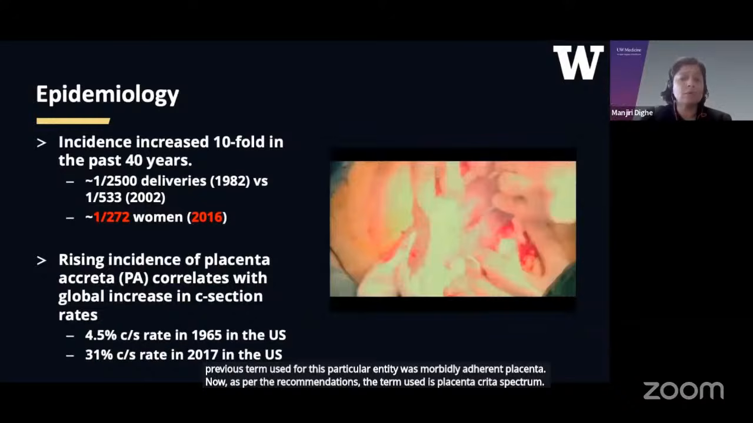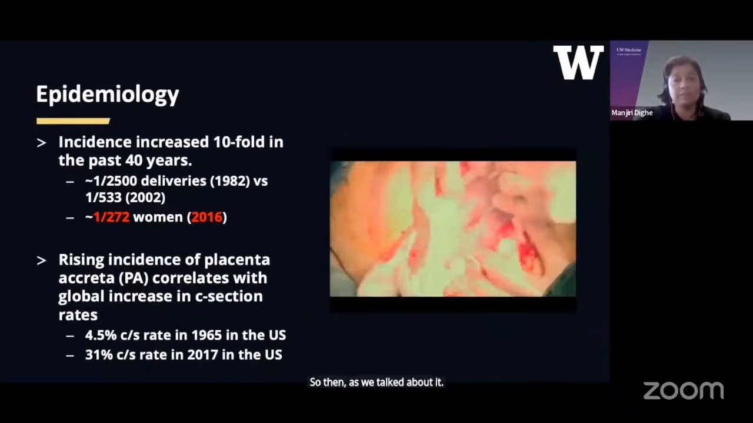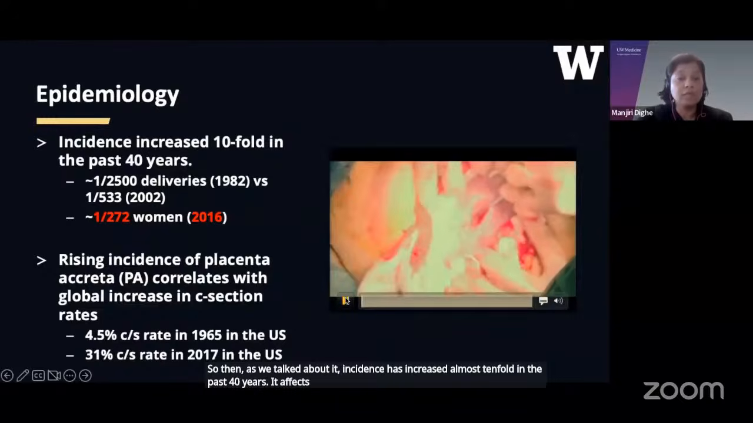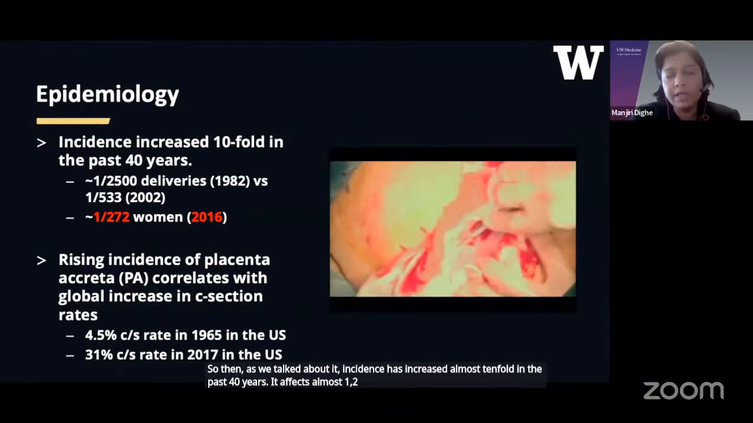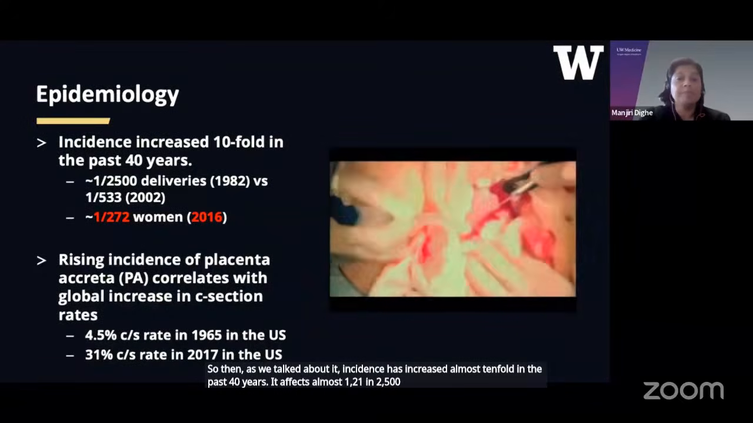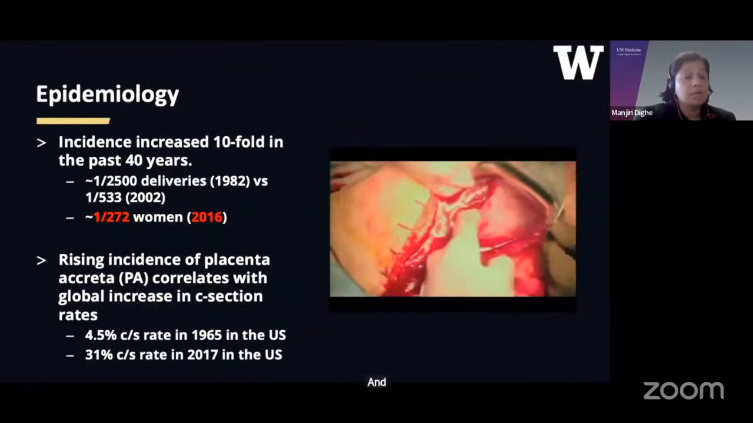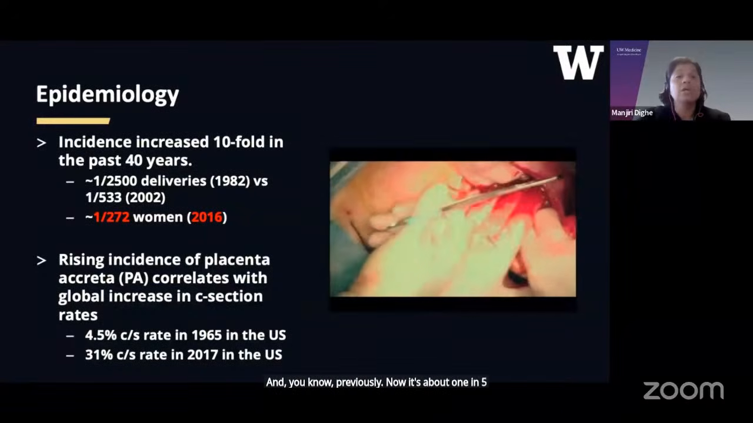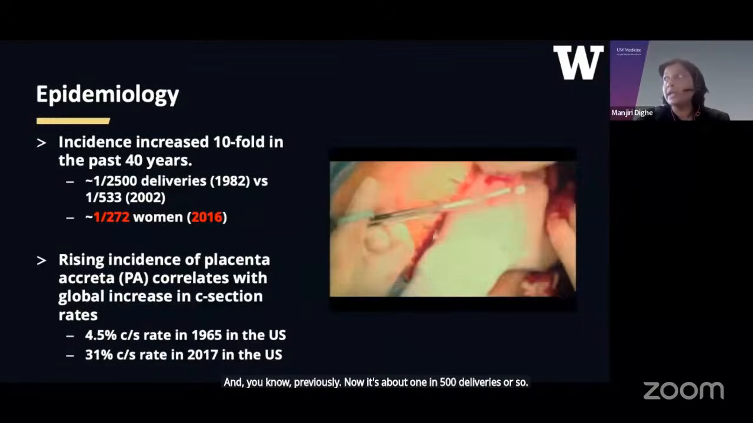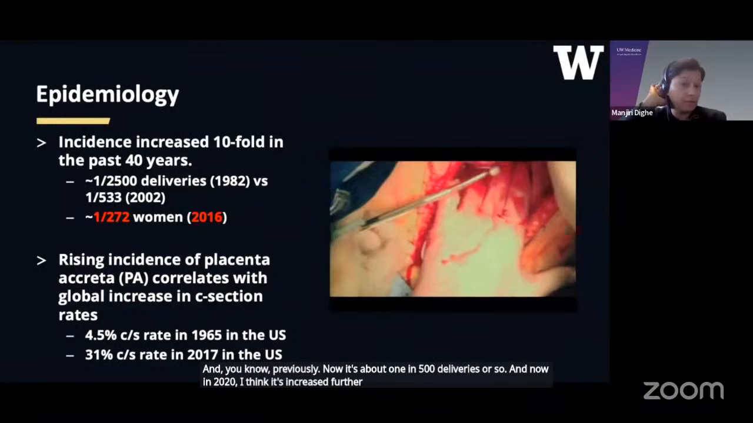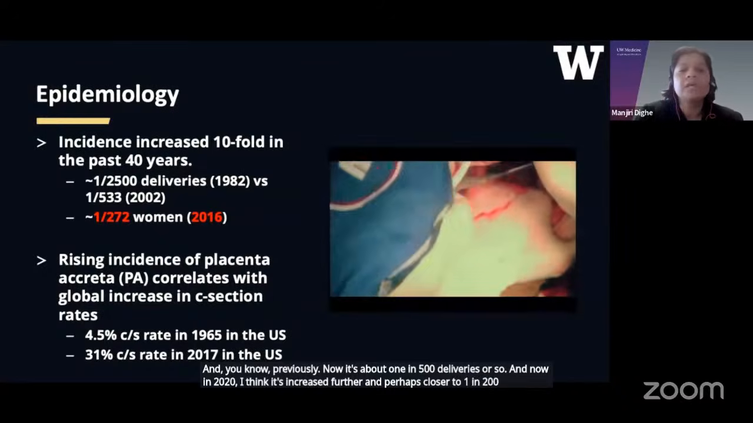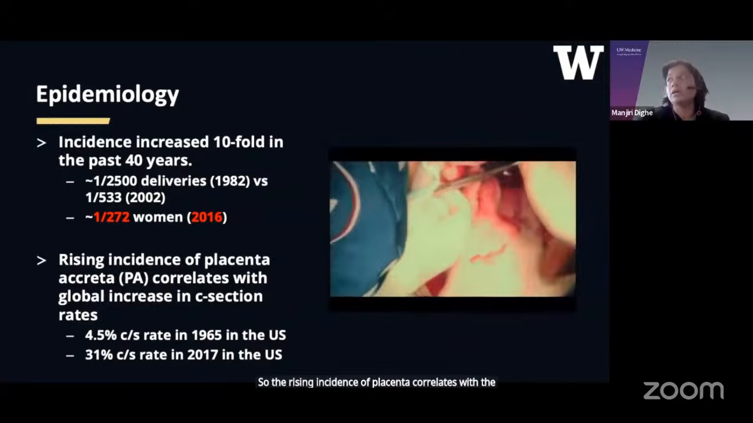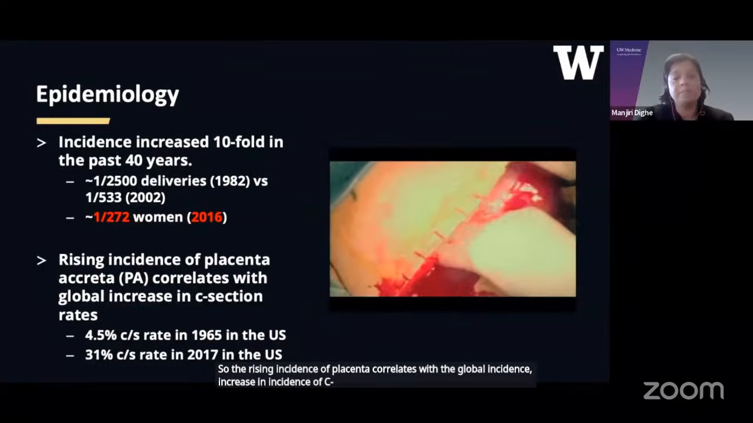So as we talked about, incidence has increased almost tenfold in the past 40 years. It used to affect 1 in 2,500 deliveries. Previously, it was about 1 in 500 deliveries or so. And now in 2020, I think it has increased further, perhaps closer to 1 in 200 deliveries. So the rising incidence of placenta accreta correlates with the global increase in C-section rates.